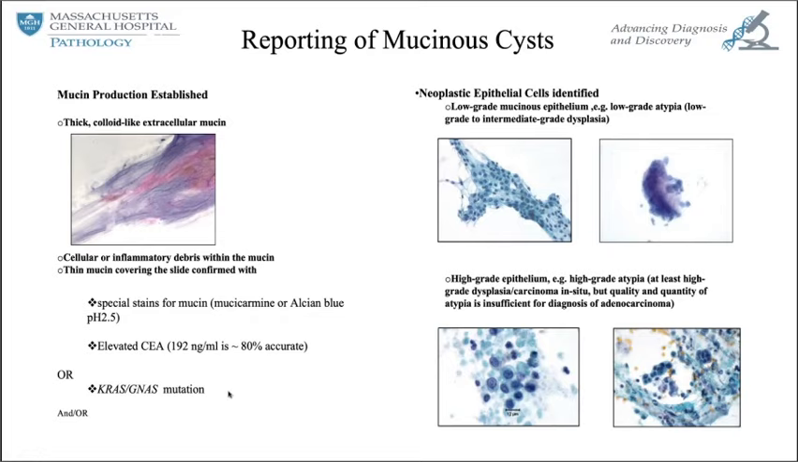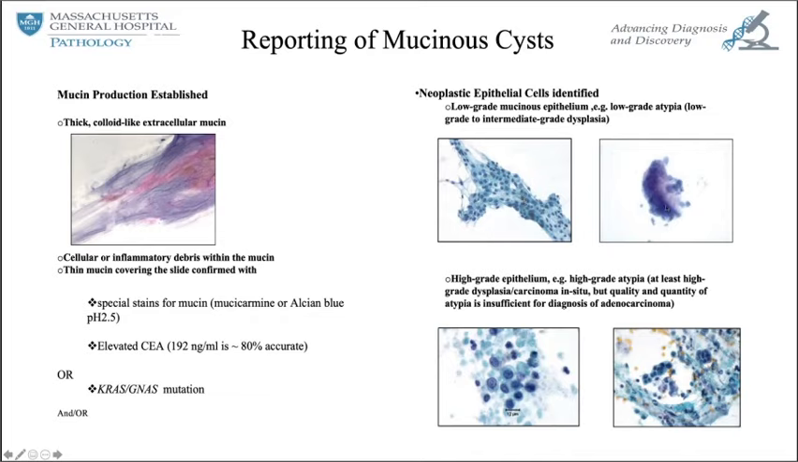So this 80-year-old does not need to go back right away for another test. They now answered question number 1. Then we go to question number 2. We have neoplastic epithelial cells identified. We need to decide if they're low-grade mucinous epithelium or is it high-grade epithelium, which may not necessarily be mucinous. It could be a neuroendocrine tumor. It could be a solid pseudopapillary tumor. That would be a high-risk cyst.